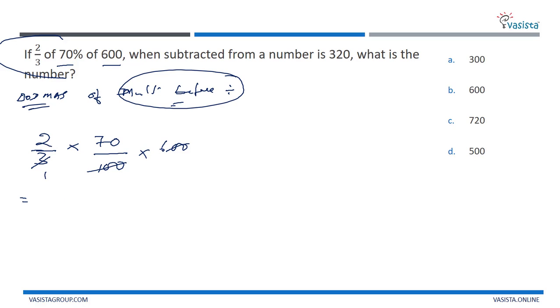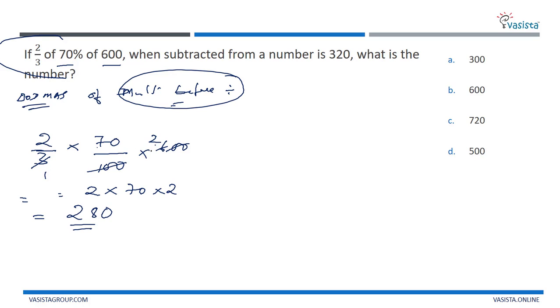3 ones are 3, 3 twos are 6. What is the answer you got now? So 7 twos are 14, 14 twos are 28. Correct? This is what you will get when you simplify. 20 into 70 into 2, that is nothing but 280.